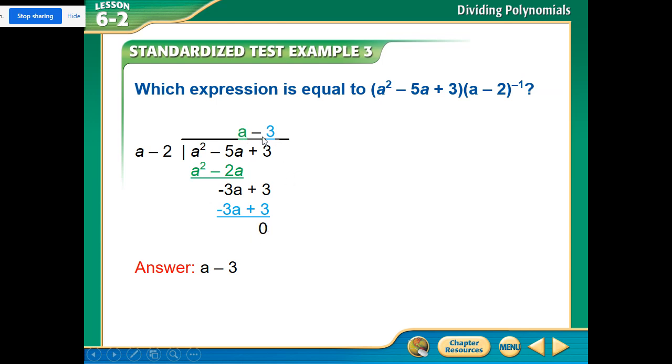And so we had a minus 3 plus, and the way that we do this is we write it plus 9 over a minus 2. Yeah, that's a mistake there. I'm going to have to go back and correct that. Sorry about that.